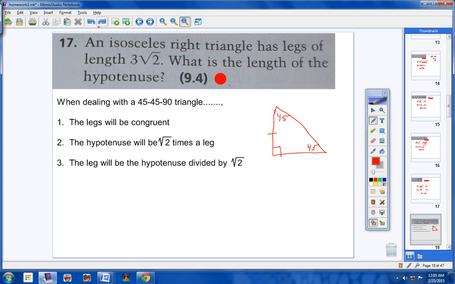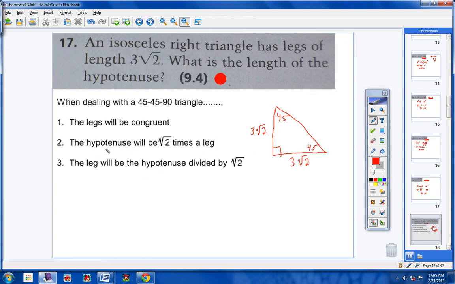Okay. Now, they tell us it has legs of 3 square root of 2. So there's a leg and there's a leg. Now, what is the length of the hypotenuse? Well, it tells you right here what to do.